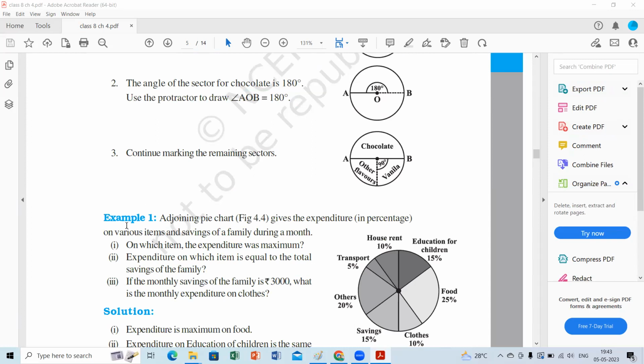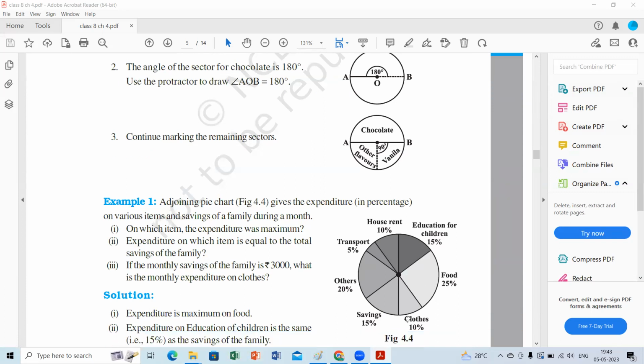And now you check, in this case there is a figure given here. House rent 10%, education for children 15%, food 25%, clothes 10%, savings 15%, others 20%, and transport. So you need to construct. First we need to make the circle half. Then we should divide them.